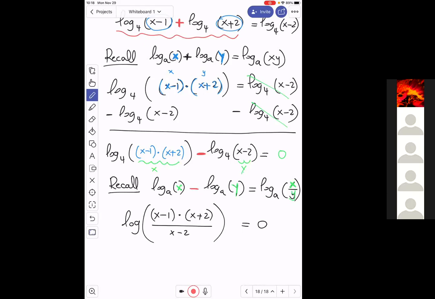Right, now I have just one log. So now I can move to the next step. Once we have just one log, we can move to the next step and get rid of the log.